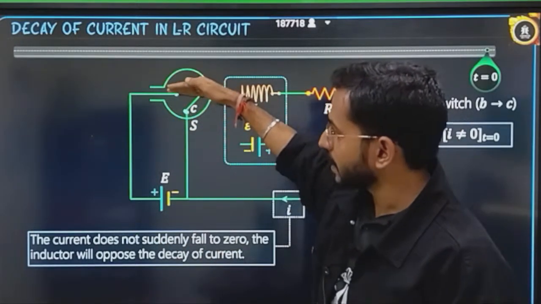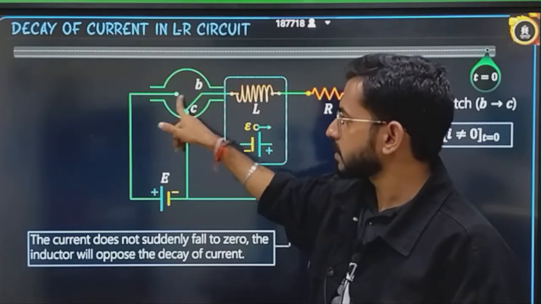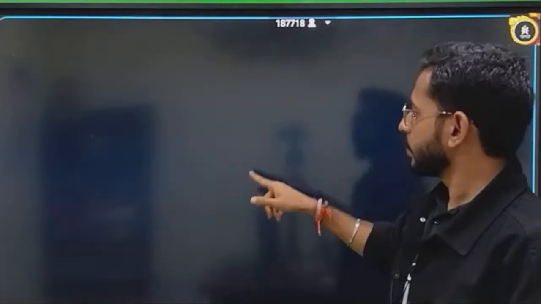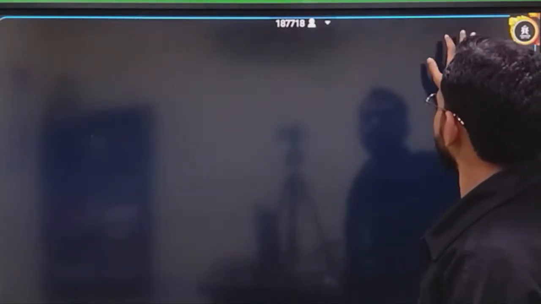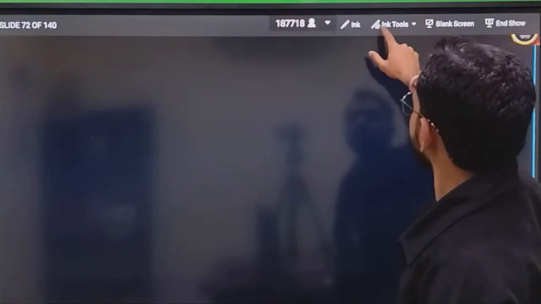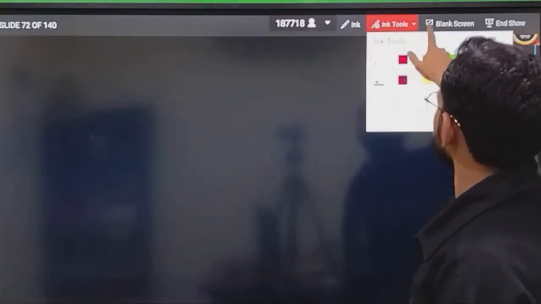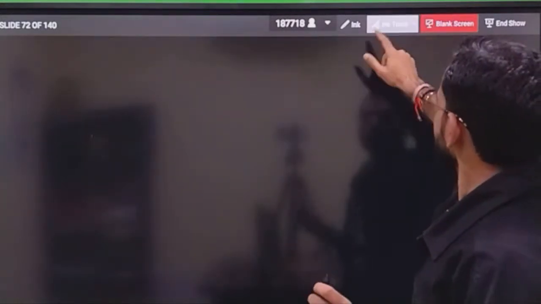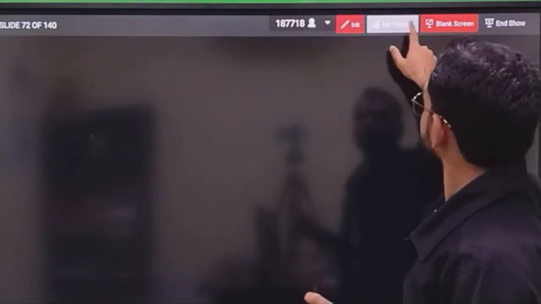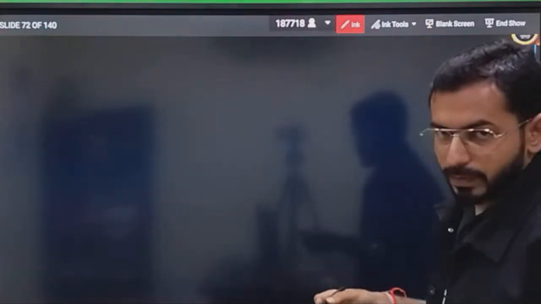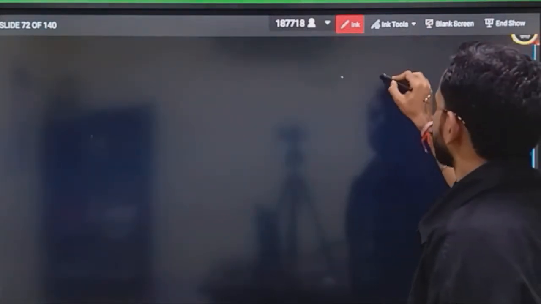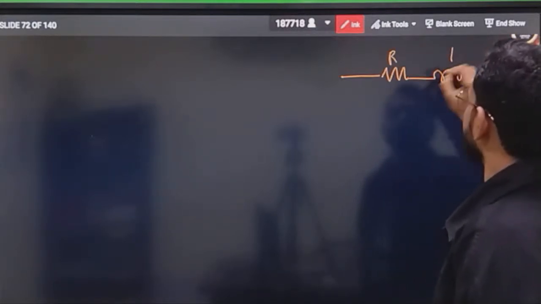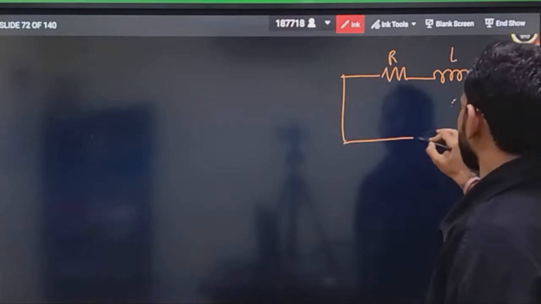In the last case, the section that was connected was this one. B to C was connected in this single wire, so that we had taken into consideration. But now we have neglected that circuit, and now we are going to derive this. So let's again redraw this circuit. Fine. Let's see what kind of derivation is there. There is a resistance, there is an inductor of inductance L, and that's it.